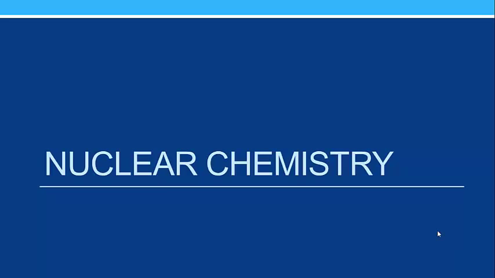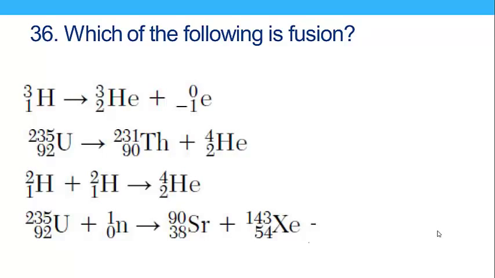Last section is about nuclear chemistry. So which of the following is going to be a fusion reaction? So the first one, we have beta emission. So in beta emission, one of the neutrons becomes a proton.